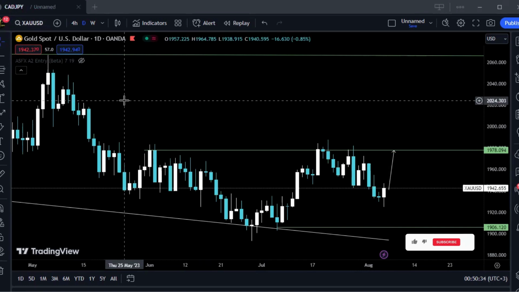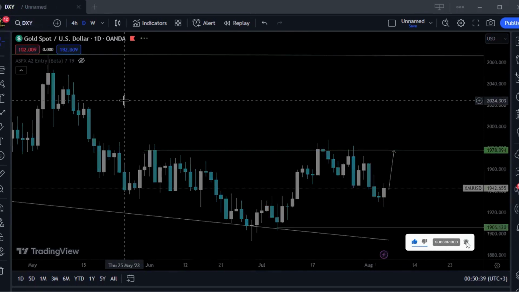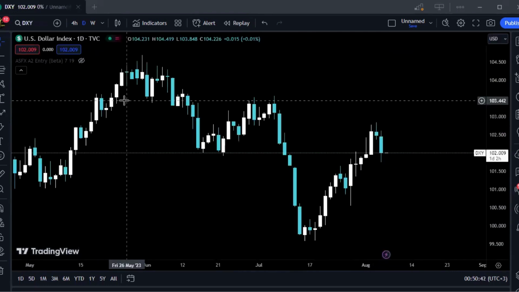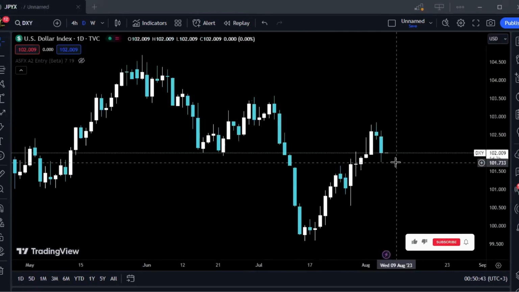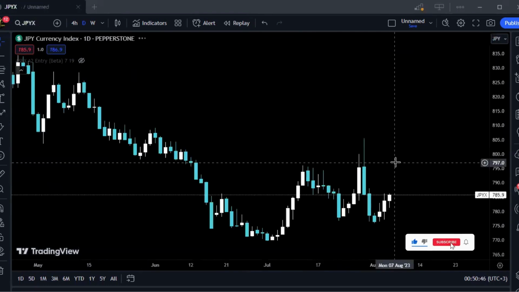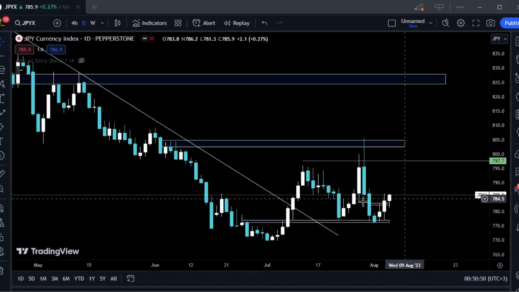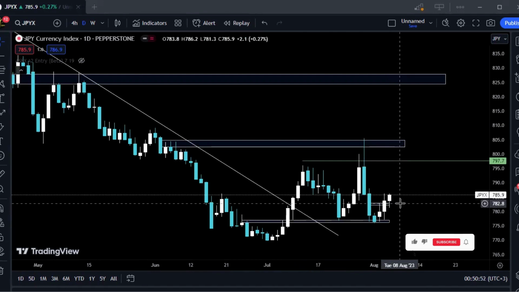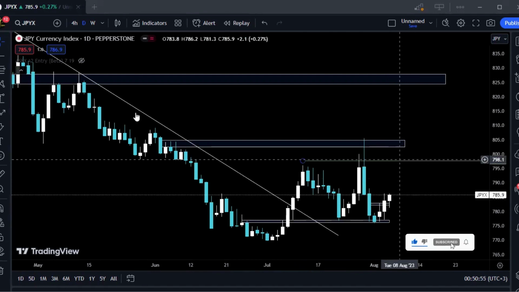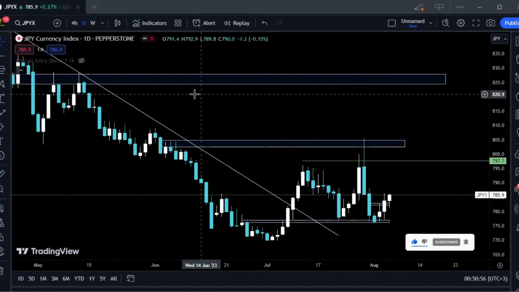Now let's look at JPY. What's happening with JPYX, the Japanese yen basket? Obviously, we understand that the JPYX is inversely correlated to the DXY. So now that the DXY will be bearish, the JPYX is most likely going to be bullish. So this is from the daily perspective.